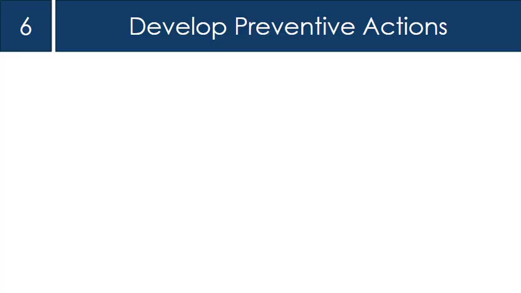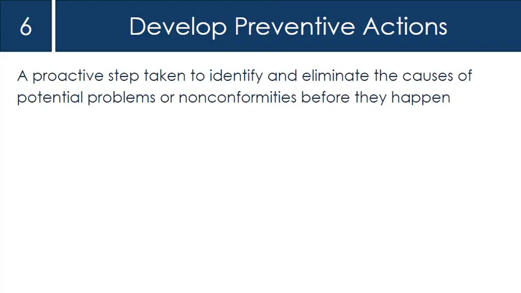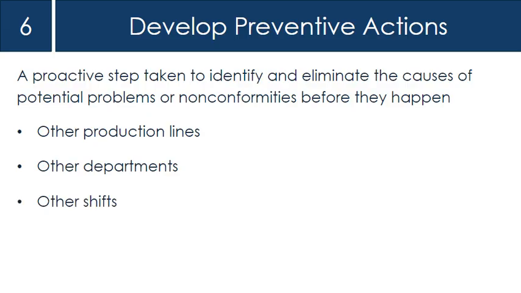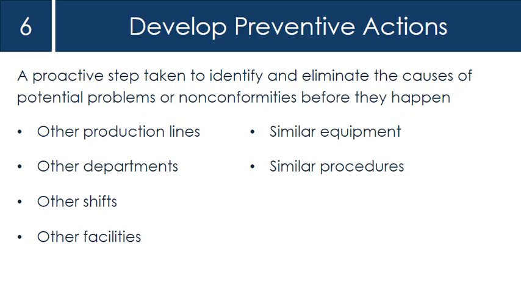Step 6. Develop preventive actions. It is a proactive step taken to identify and eliminate the causes of potential problems or nonconformities before they actually happen. Preventive action asks, where else could this happen? Once a root cause has been identified, determine whether similar risks exist in other production lines, other departments, other shifts, other facilities, similar equipment, similar procedures, similar products, and similar processes.